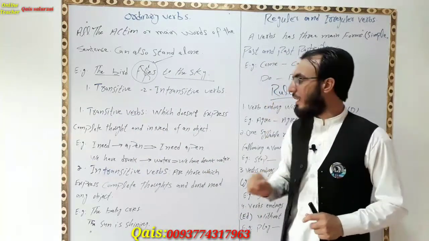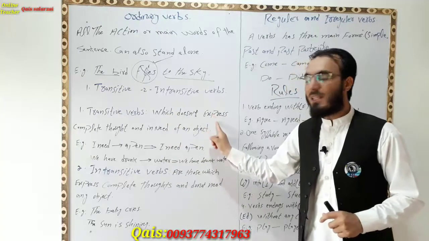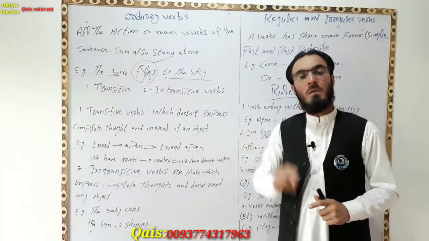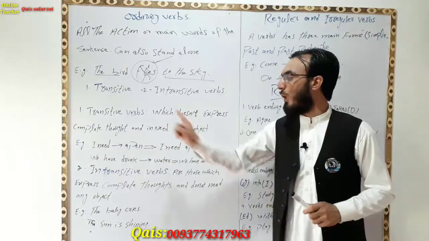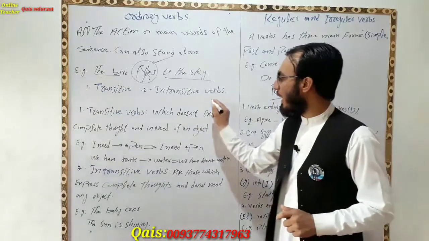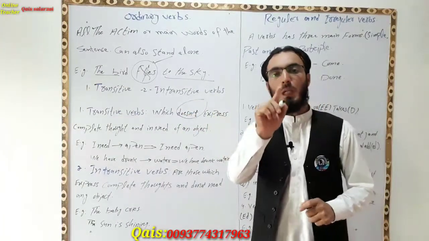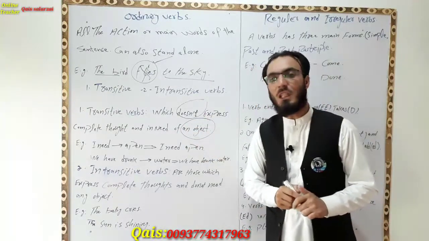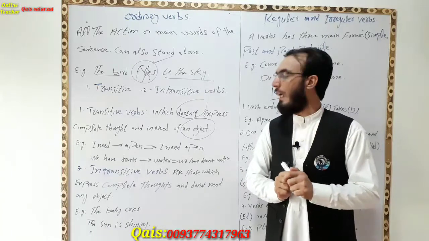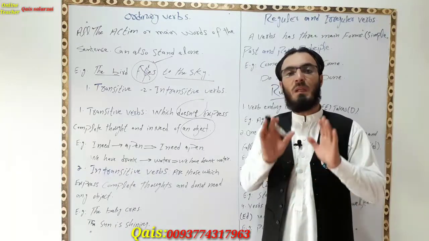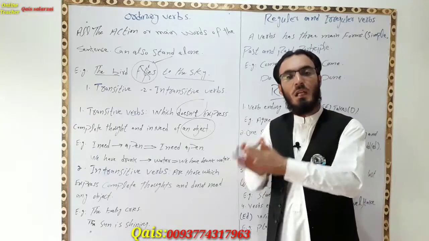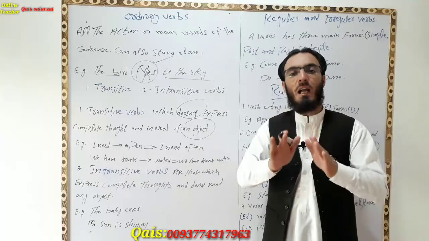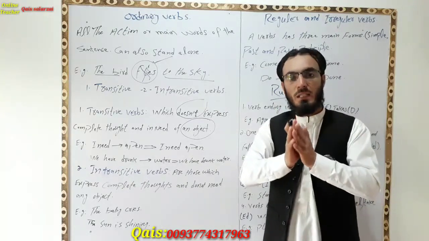What is a transitive verb? My dear, it is a verb which does not express a complete thought and needs an object. There are two important points about the transitive verb. One is that it will not express complete meaning, and the second is that it will need an object. Without an object, a sentence will not be correct with a transitive verb. All transitive verbs need an object. Once they take an object, the sentence becomes complete. Without an object, it is an incomplete sentence. It is called a phrase; we don't call that a sentence.